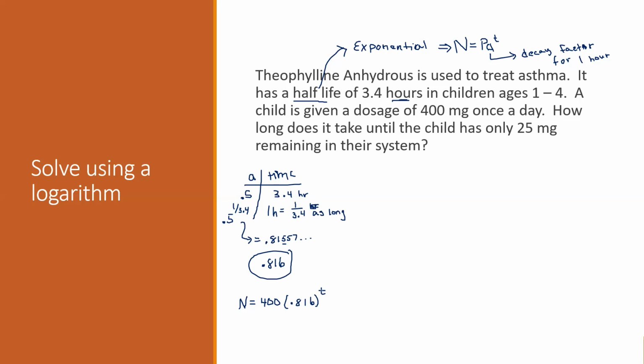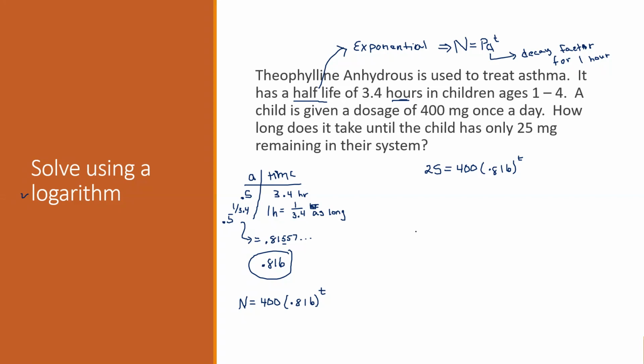Now I'm asked how long, so I know that I'm solving for the time, until the child has only 25 milligrams. So that 25 milligrams is going to go in for N because that is a number of items. So 25 equals 400 times 0.816 to the T power. And then I could solve this by graphing, but I am told to solve with a logarithm. So I am going to solve it out by hand and show all of my work for that, show the use of a logarithm.